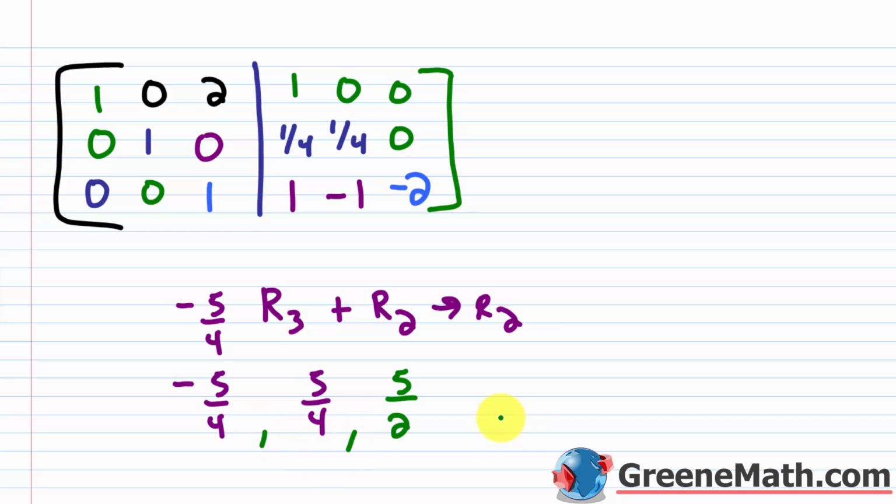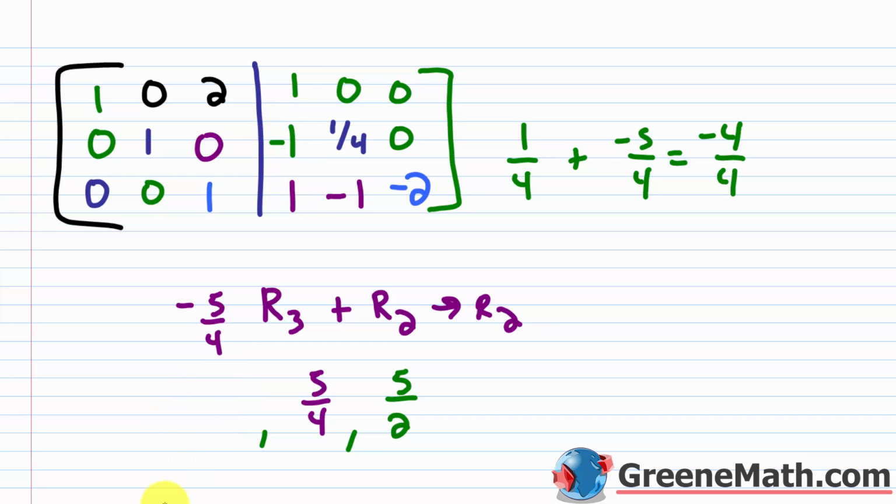All right, so let's start with this guy right here. We would have 1/4 plus this negative 5/4. We have a common denominator already, so we have negative 5 plus 1, which is negative 4. So this gives me negative 4 over 4, which is negative 1. Okay, so this is negative 1. So I can erase this, don't need that anymore, and erase this.